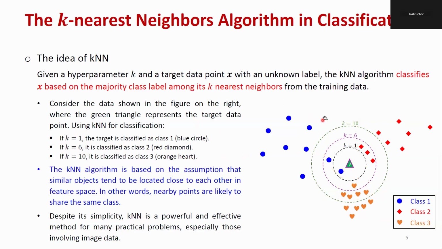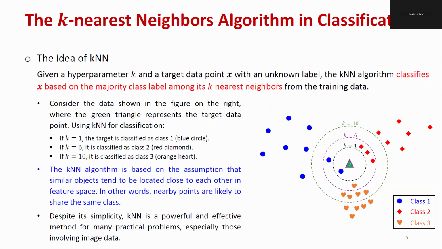Super, super simple: for a given K, I just need to find, among all the training data, its K nearest neighbors. Then I choose the class of the target data X to be the majority class label among these K nearest neighbors, which is demonstrated here. So that's the thing. It's super simple.